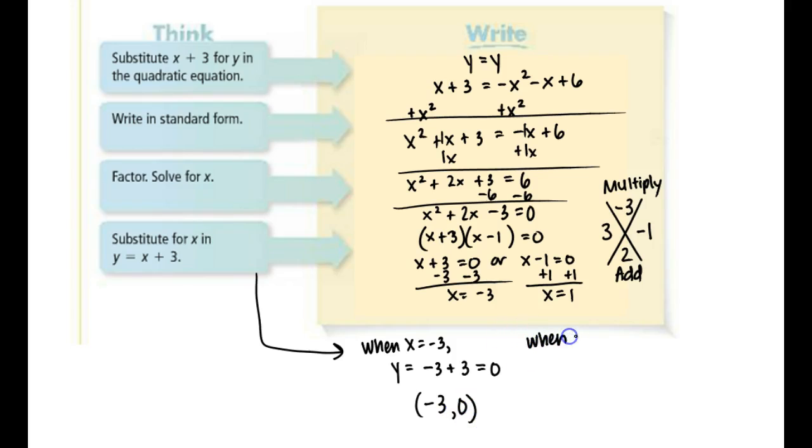When x is equal to positive 1, we're going to use the same linear equation. y equals 1 plus 3, which equals 4. So that means our other solution or intersection point is at the coordinate point (1, 4). So these are the two solutions for this linear quadratic system. As always, you can check your answer by either graphing in your graphing calculator or by substituting both of these solutions back in for the system and making sure that they work for both equations.